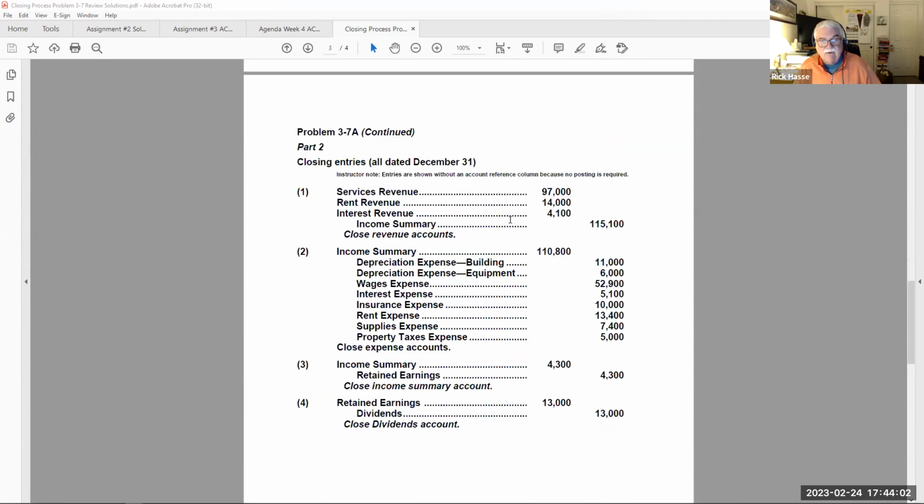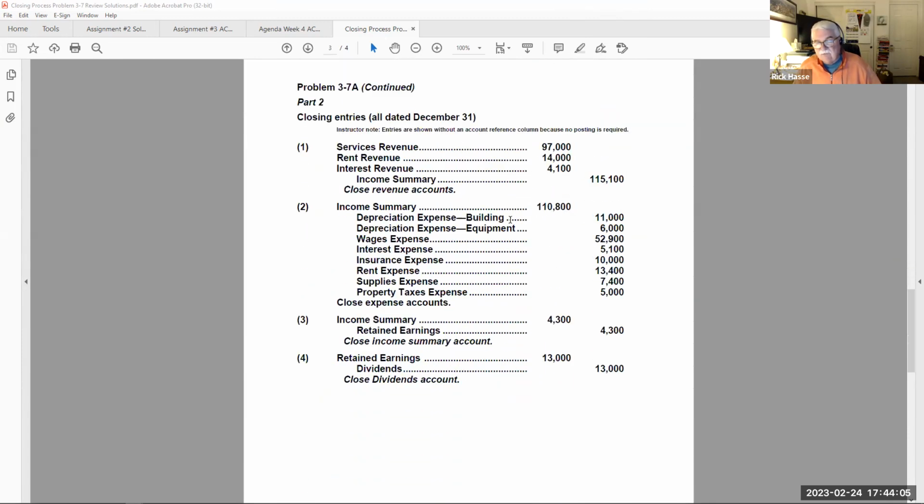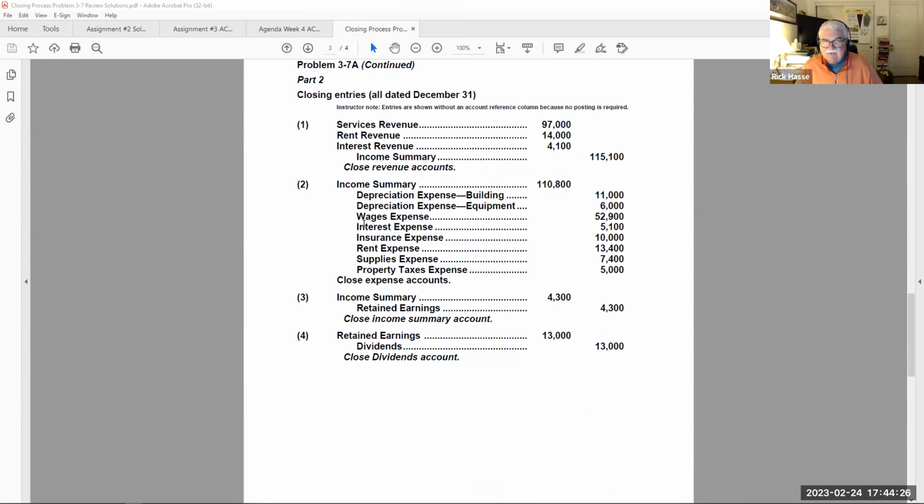And then we prepare the journal entries. And this is what you have to do in assignment 3, and this is what that gentleman was talking about. Notice all the revenue accounts with credit balances on the adjusted trial balance are debited, and those total revenues are credited to that account income summary, which is just a flow through account to close these accounts. The income summary account is debited for all the debit balances in the expense accounts, which are now credited, and they are now zeroed out, 110,800.